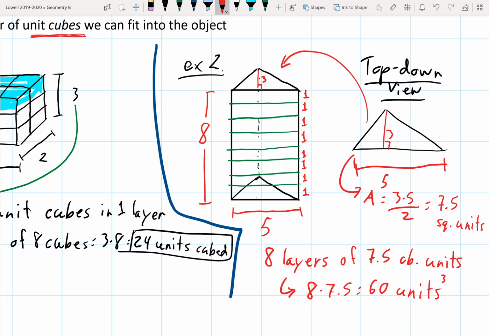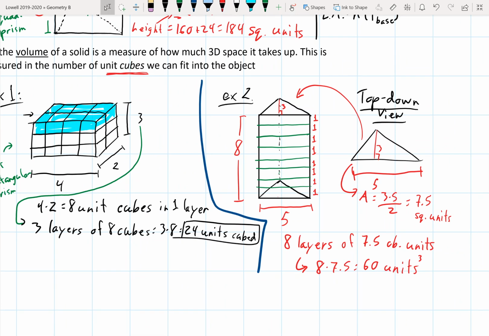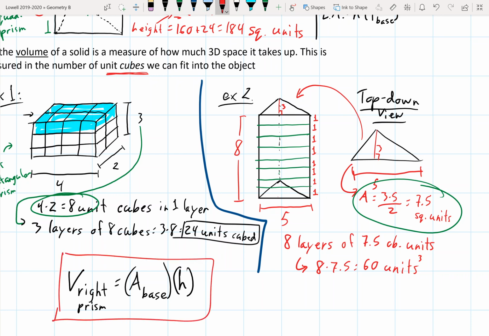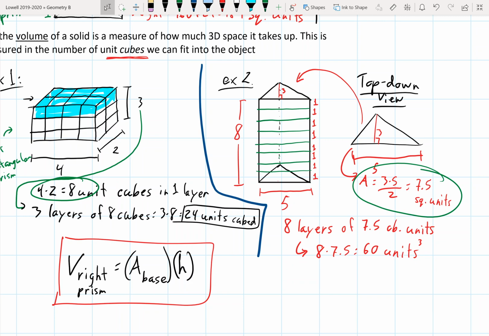Alrighty. So notice here, in both cases, what did we really do? All we did was find the area of one of the bases. That's this in green. And we multiplied that by the height. And so the volume of a right prism is equal to the area of the base, again, either base, because the bases should be congruent, times the height. That's our first little introduction into solids and their volumes.